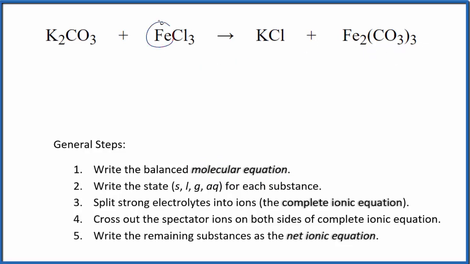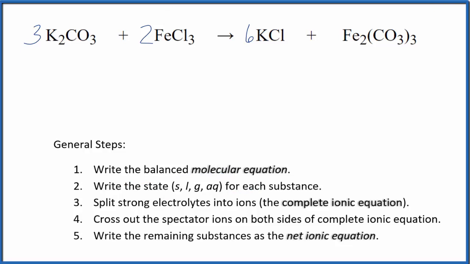I have 1 iron here and 2 here. So I'm going to put a 2 in front of the iron 3 chloride. But now I have 2 times 3, 6 chlorine atoms. So I'm going to put a 6 in front of the KCl, 6 potassiums. Let's put a 3 here. And this equation is balanced. So at this point, we can move on to writing the state for each substance.